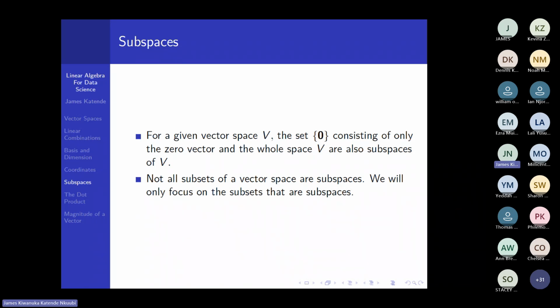The space containing only the zero vector is also a vector space. It satisfies all the properties for a vector space, and therefore it's another subspace of the vector space. So we need to understand that not all subsets will be subspaces. Some will not be, but our focus will be on those that are subspaces.